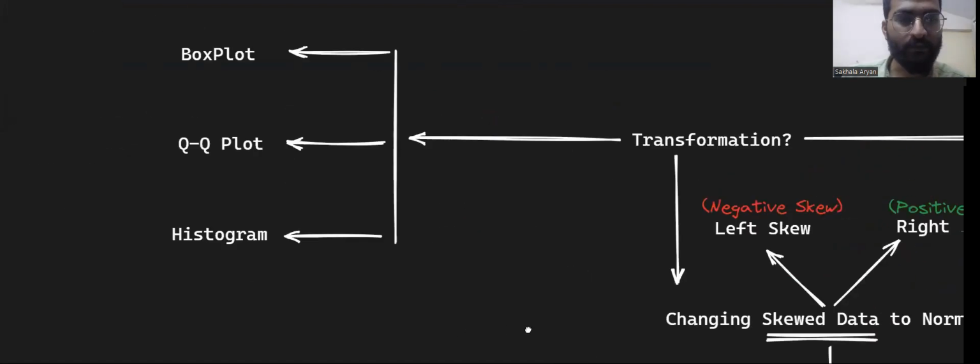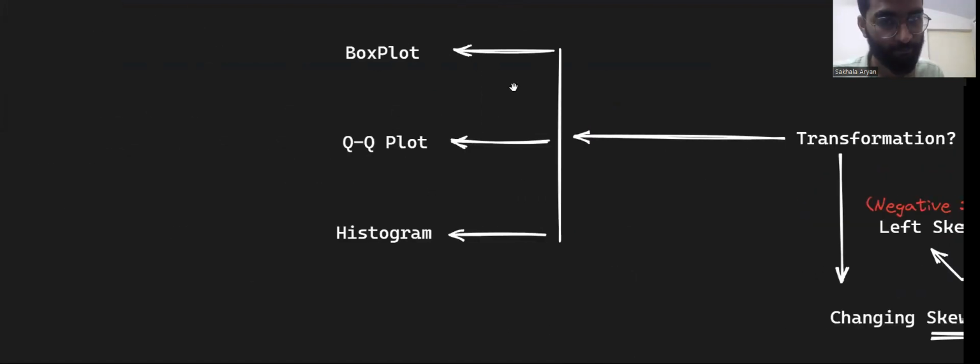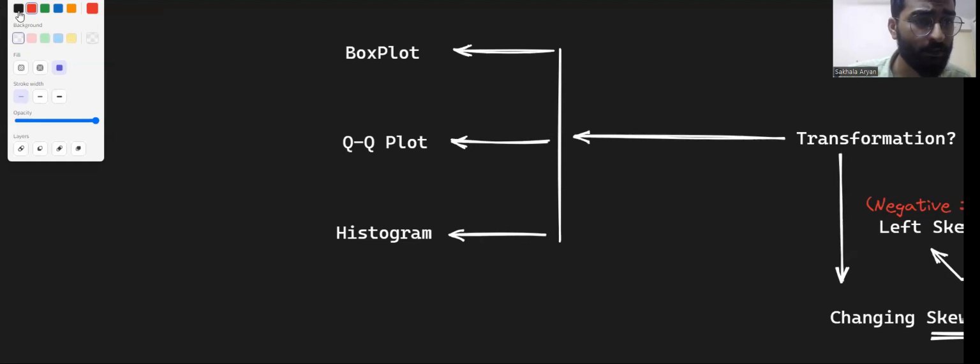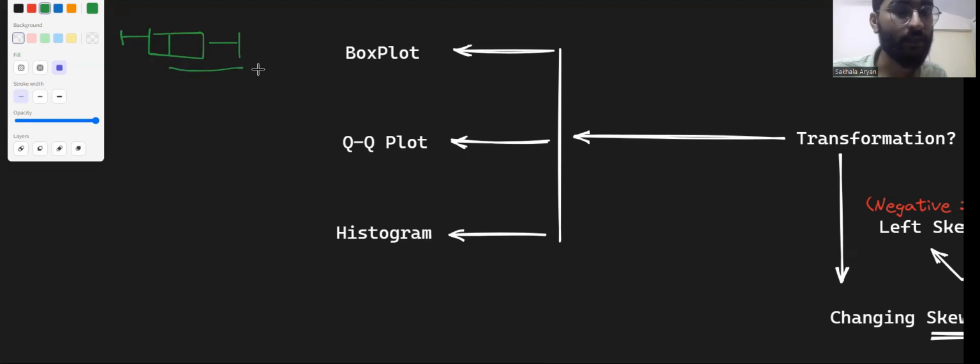To visualize skewness, we have three things: box plot, QQ plot, and histogram. Let's see what a box plot is. Basically, your box plot looks like this. It has whiskers and a median. If the distance between the median and your right whisker is much farther, then it is right skewed or positive skewed. If the difference between your median and left whisker is much longer, then it is called negatively skewed or left skew. As simple as that.